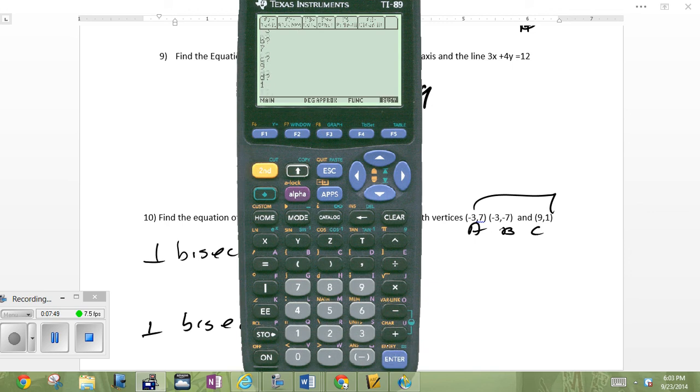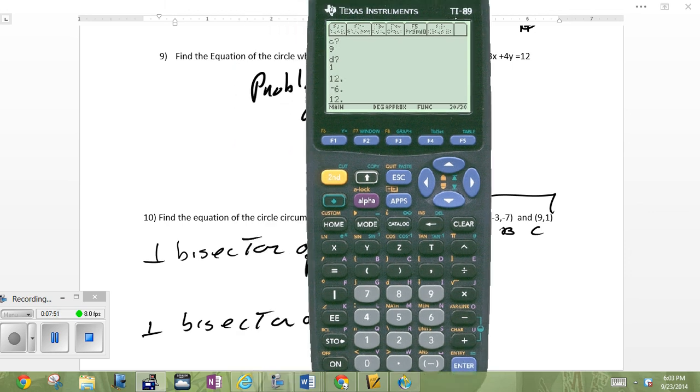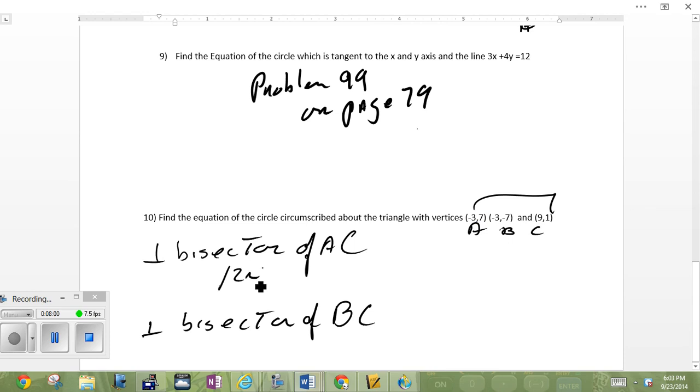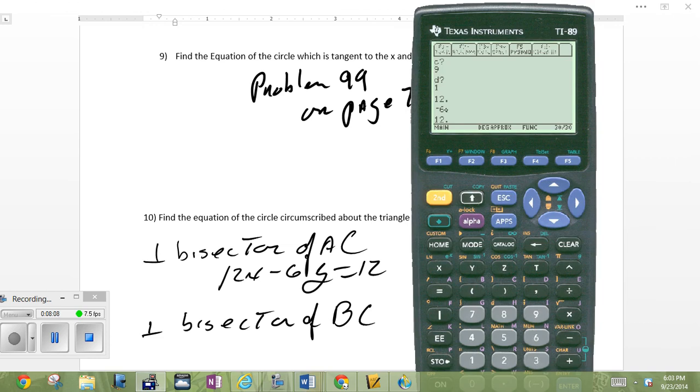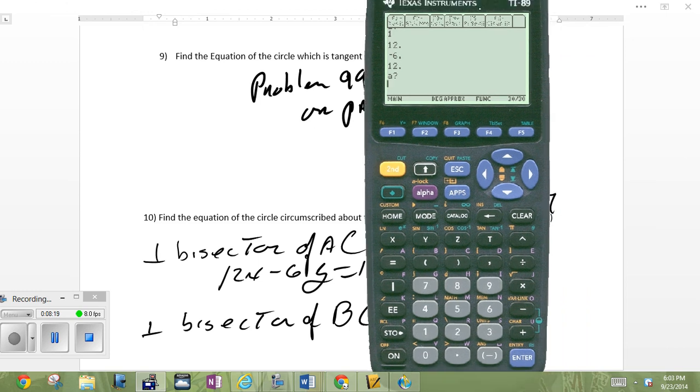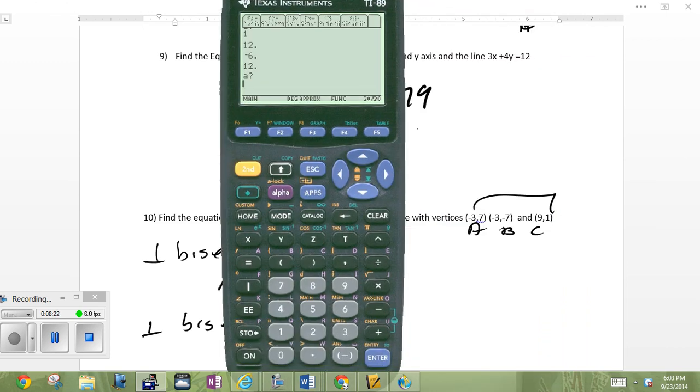Okay. And so that gives me the equation of the perpendicular bisector, which is 12x minus 6y equals 12. I'm going to write that down here. 12x minus 6y is equal to 12. Let's just double check that. Now we're going to go home and apply the program again between B and C, that's -3, 7 and 9, 1.